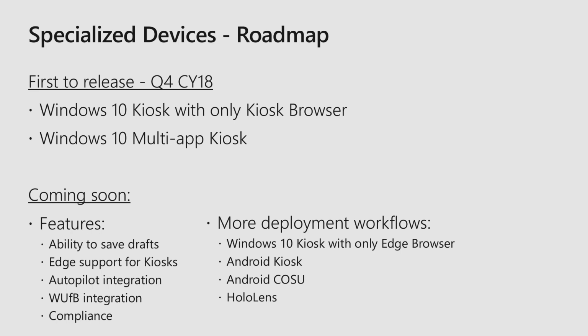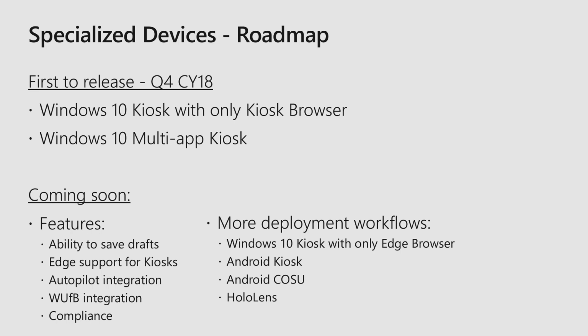The first 2 will be the ones that I showed you, Windows 10 kiosk with only kiosk browser, a single app kiosk, and then Windows 10 multi-app kiosk. We have features coming. I talked about save drafts. We're going to also have Edge support, Autopilot, Windows Update for Business, and compliance integration. We haven't quite gotten those in. We kind of did a minimum viable release, and then we'll start adding on sections to it.